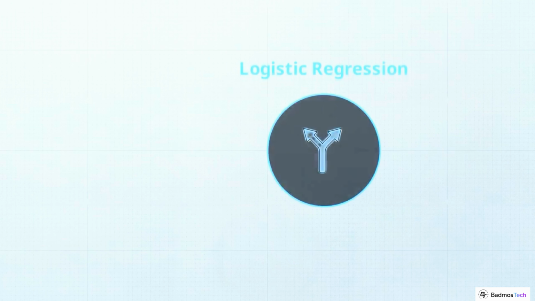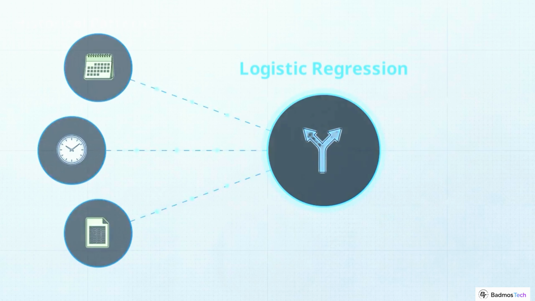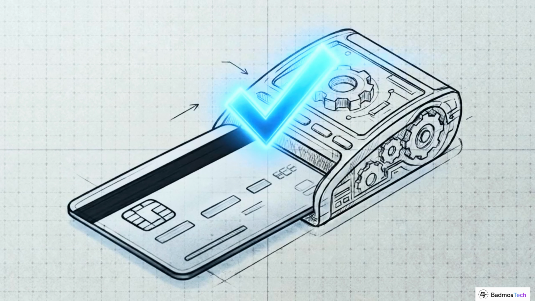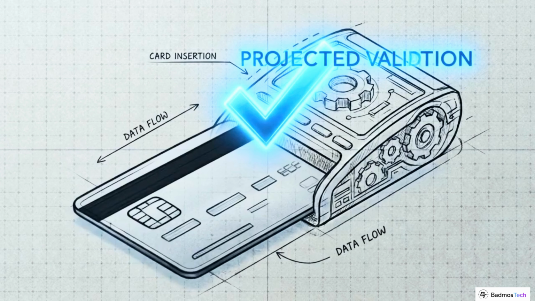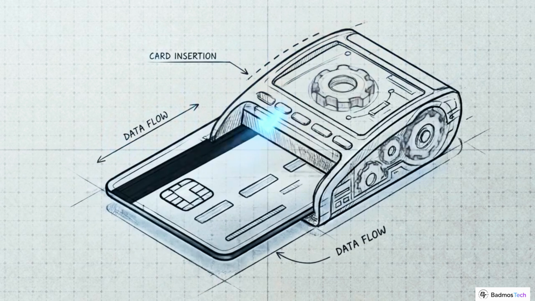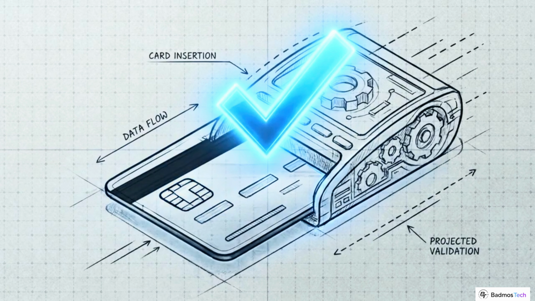In short, logistic regression is the machine learning method that predicts the probability of yes or no outcomes using patterns from past data. It is the silent judge running inside banking fraud detection, hospital diagnostic tools, and the media algorithms deciding what you see next.